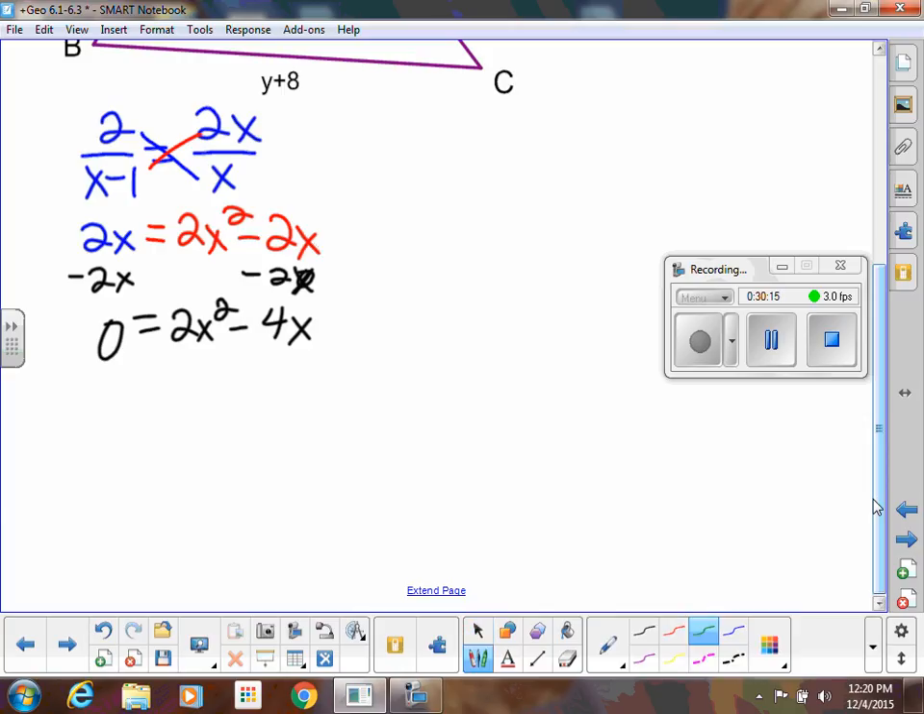Now this doesn't have a third term, so we're not doing that. We're looking for common factors. So what can I divide each of those by? I can divide each of those by 2x, so that goes in front of my parenthesis, and then that leaves me with x minus 2. So remember, I'm going to set each factor equal to 0.